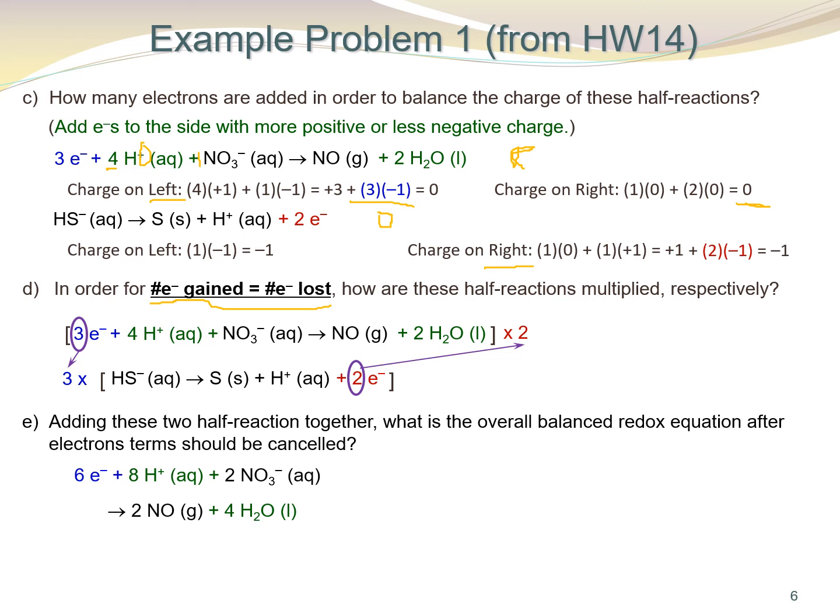For the second half reaction, I got a reactant 3 HS minus. So I add 3 HS minus, and I got 3 sulfur and 3 protons and 6 electrons. So I'm going to add it up on the product side. And 6 electrons cancel. What else should we do?